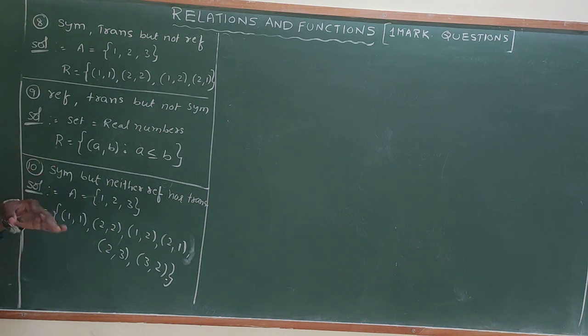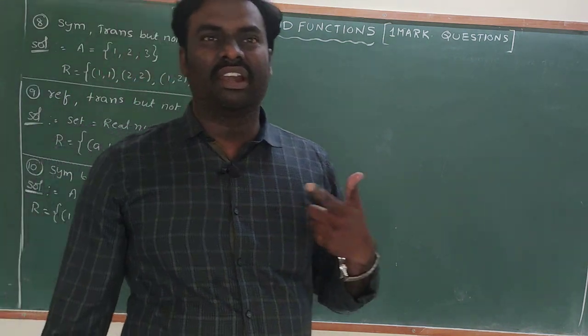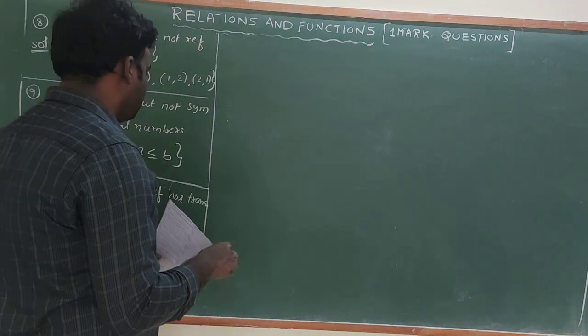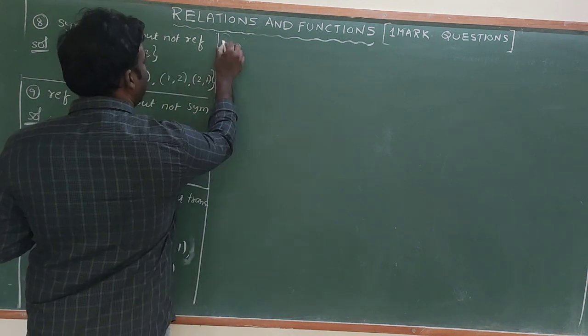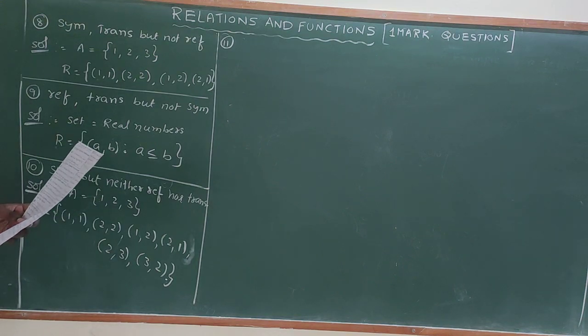It is not transitive. Why? Because if you take the pairs (1,2) and (2,3), the resultant pair will be (1,3). That (1,3) is not there in this relation. So this is an example of a relation which is symmetric but neither reflexive nor transitive. That is question number 10. Next, we will discuss question number 11.